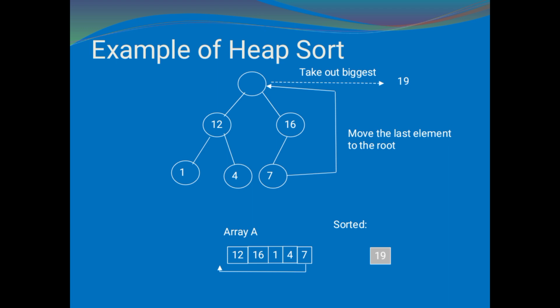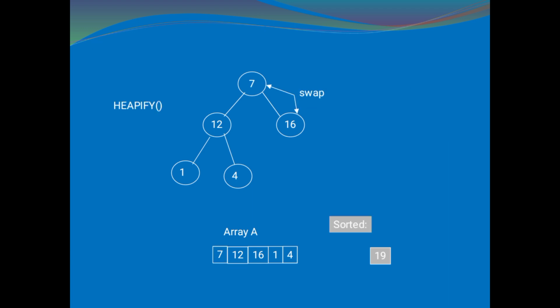After that, delete the last element. What is my last element? 19. So delete 19 and place it in an empty stack. Now after deleting 19, my tree looks like this: 7 comes to the top, then 12, then 16, then 1, 4. And the deleted element is placed in the stack. Now again check for heapify, whether it is a max heap or not.